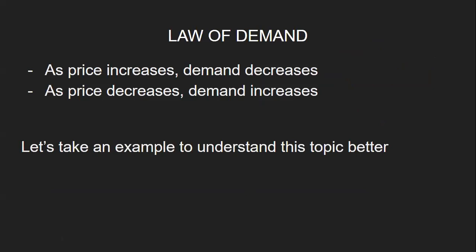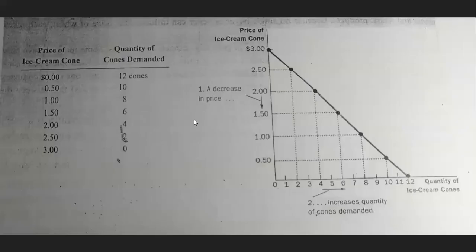Law of demand. The law of demand states that as price increases, the quantity demanded at that price decreases, and vice versa. Let's take an example to understand this topic better. Here we have two columns, price of ice cream cone and quantity of cones demanded, and we have represented price of ice cream cone along the y-axis and quantity of ice cream cones along the x-axis.